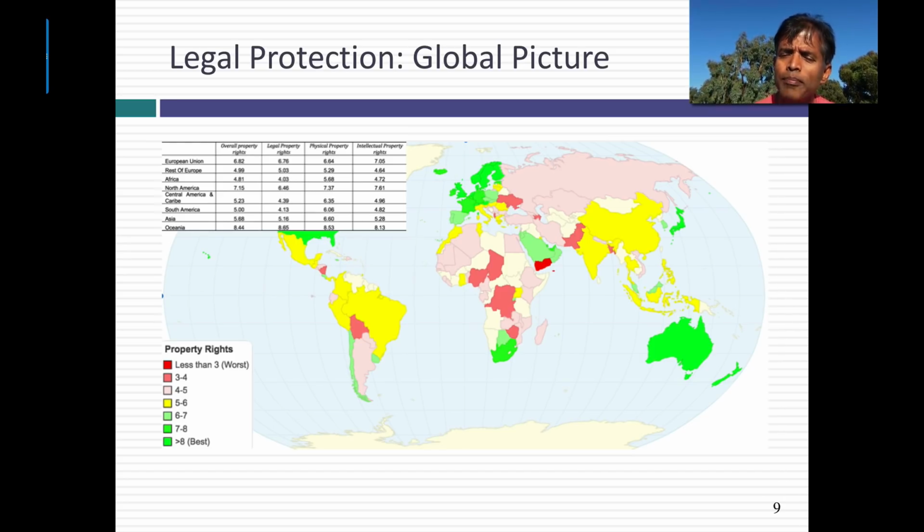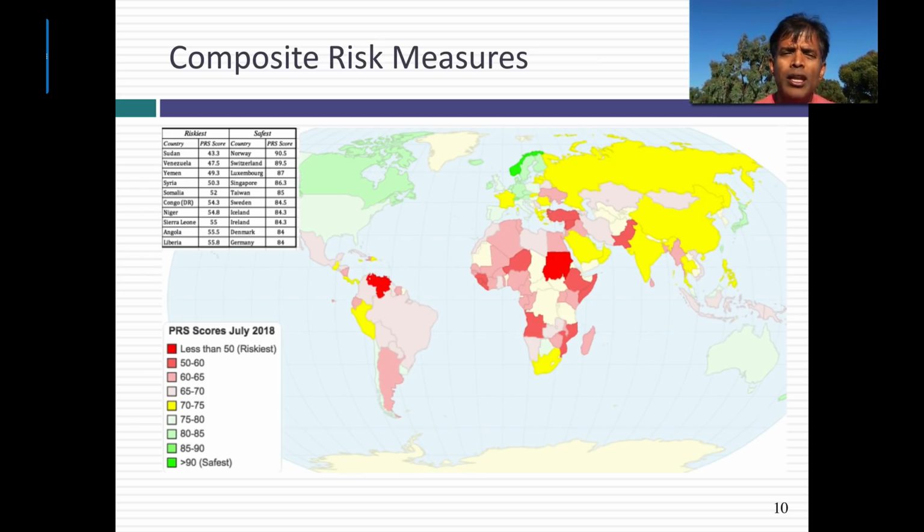So if I were to sum up, there are differences in corruption, differences in violence, differences in legal protection around the world. And you say, I would like a composite measure. Me too. And in fact, when you look at composite risk measures, there are quite a few services that do it. The World Bank does it. I actually use a service called Political Risk Service. It's a Europe-based service that assesses composite risk by country. I just use the composite risk scores, and the lower the risk score, the higher the risk of a country, and the higher the score, the safer the country is.